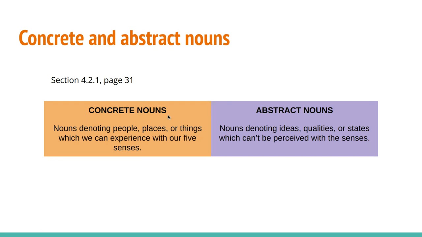Now, concrete nouns denote people, places, things which we can experience with our five senses. Okay, so we can hear music, a song. Those are concrete nouns because you can hear them. Whatever you can taste, whatever you can see, whatever you can touch, it's going to be concrete. Abstract nouns, well, would be the opposite. These nouns denote ideas, qualities, or states which can't be perceived with the senses, like, for example, hope, hatred. They cannot be perceived with the senses because they refer to abstraction. All right.